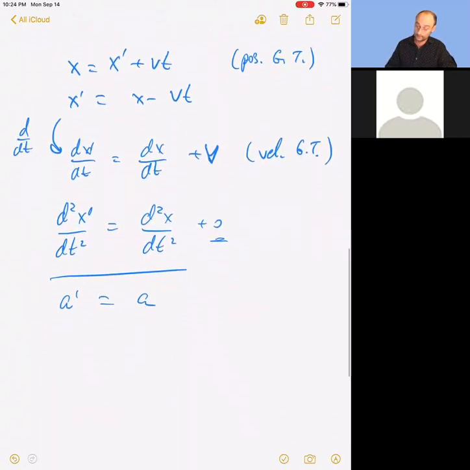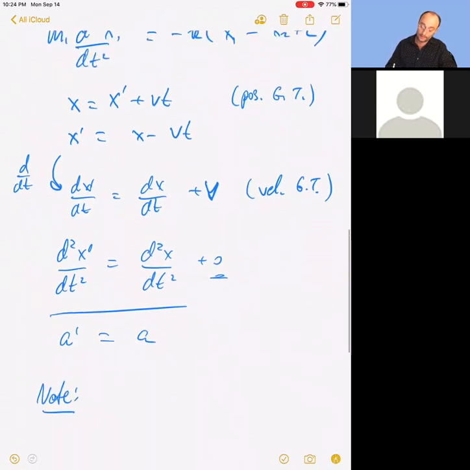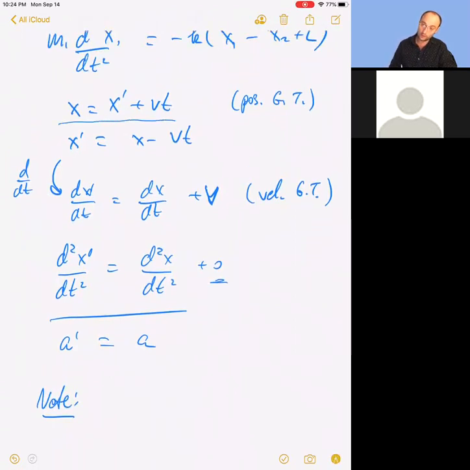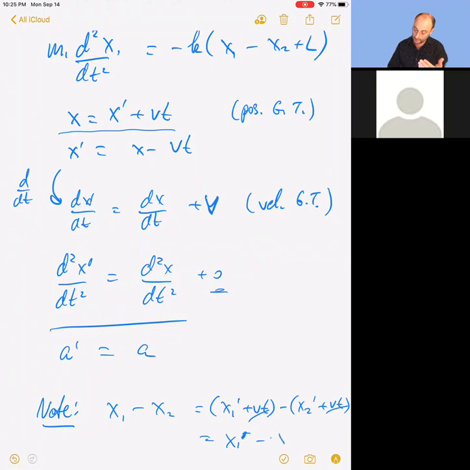What about the right-hand side? Well, note that if the transformation between the two coordinates is given by that, then x1 minus x2 equals (x1 prime plus vt) minus (x2 prime plus vt). And you can see that the vt's cancel, and x1 minus x2 equals x1 prime minus x2 prime.